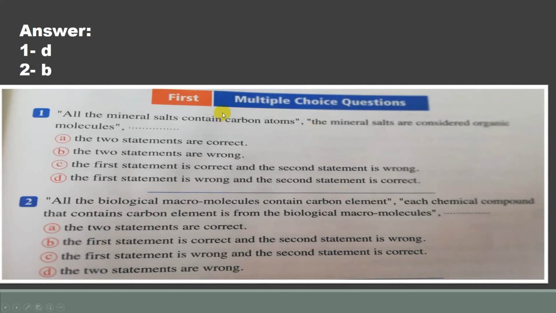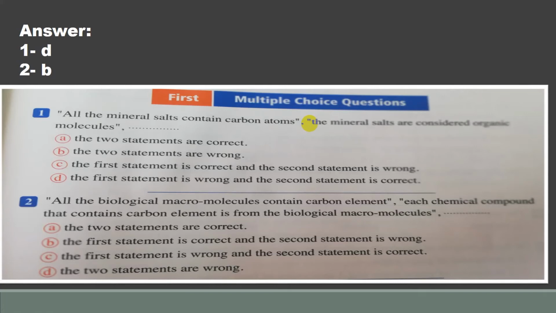Okay, all the mineral salts contain... this is multiple choice. If you have the معاصر, you will find these questions in the معاصر and I will tell you which page exactly. You will find it in the معاصر page if you want to follow from your book. It's page 23. Okay, let's read the first question.